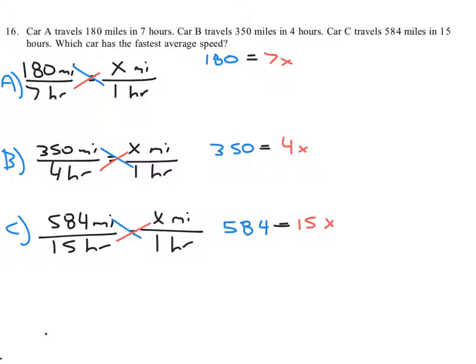And now we're going to divide by whatever the coefficient of the variable is. So we're going to divide these both by 7 in this case. Here we're going to divide them both by 4. Here we're going to divide them both by 15. Okay? So then what we get is x here is equal to, and x here is equal to.